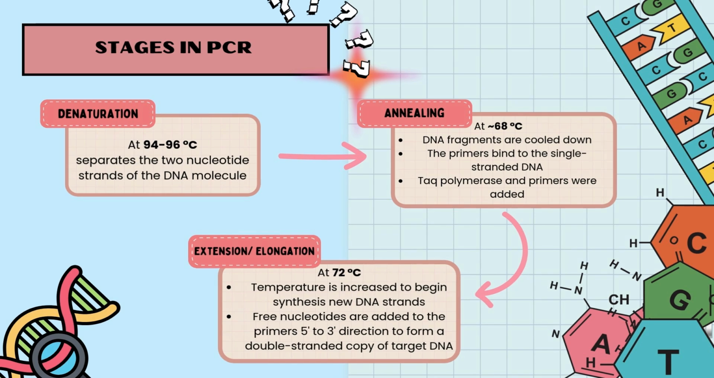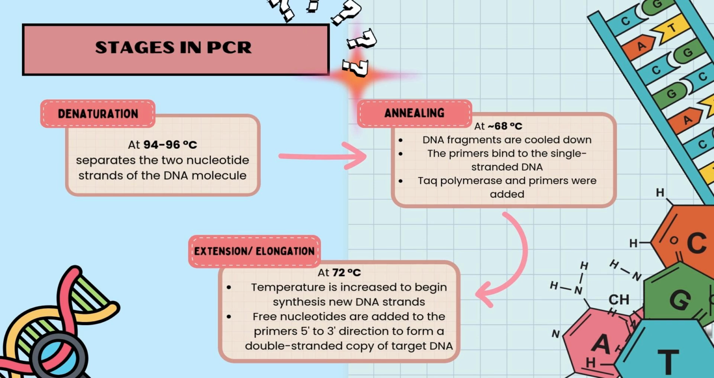So, PCR requires only 3 stages. The first one is called denaturation, which separates the 2 nucleotide strands of the DNA molecule. This process happens at 94 to 96 degrees Celsius. The next stage is annealing, which will happen at 68 degrees Celsius. So, the DNA fragments were cooled down, and the primers bound to the single-stranded DNA. Taq polymerase and primers were also added.